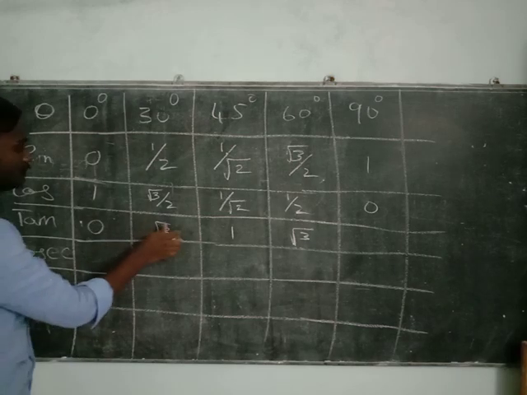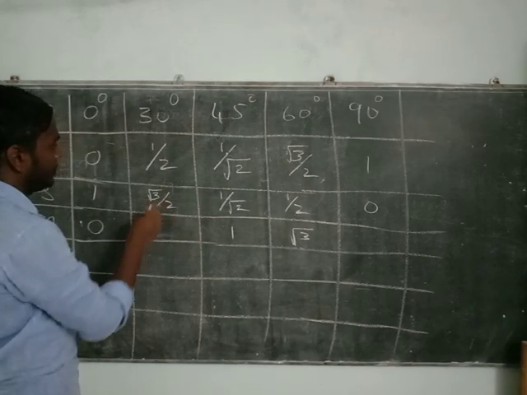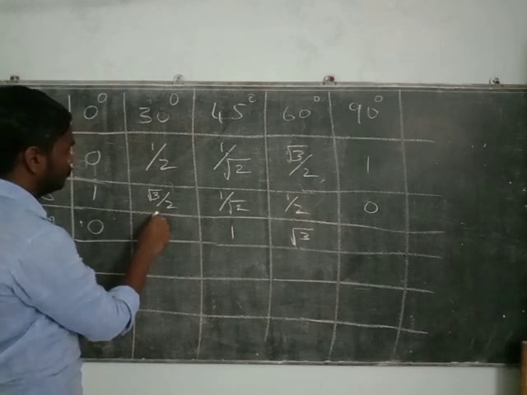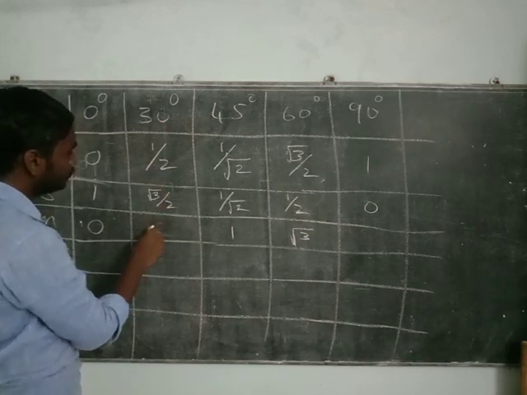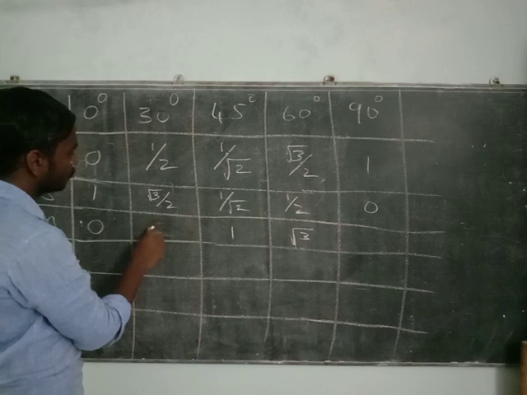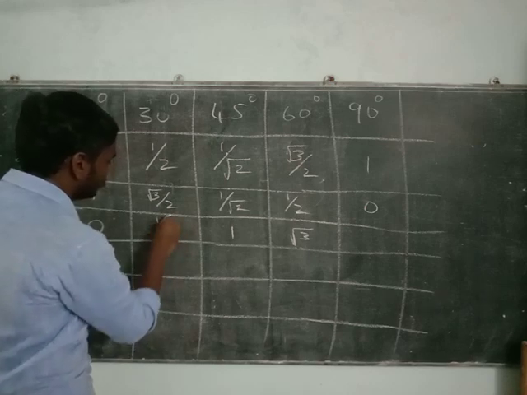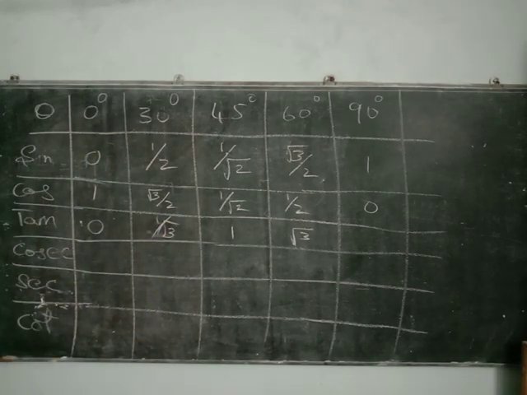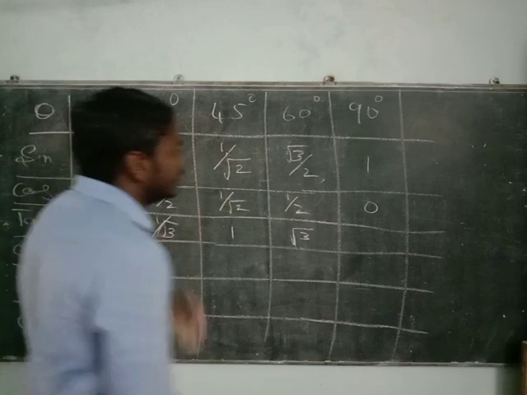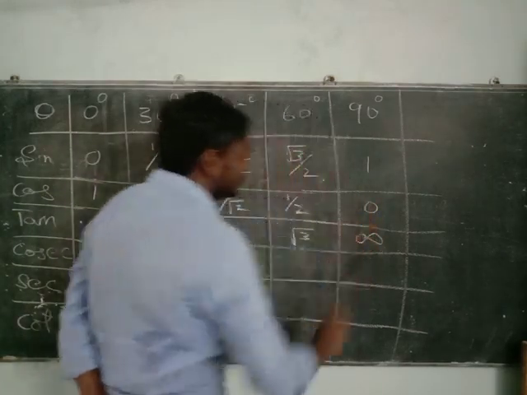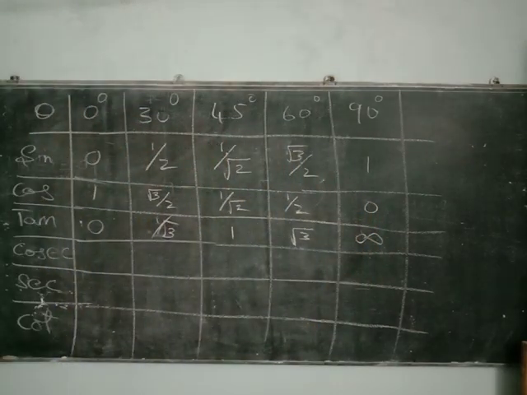Sorry, this is 1 by 2 divided by root 3 by 2. Reciprocal, 2 gets cancelled. I get it as 1 by root 3. Tan 30 degrees is 1 by root 3. And any number divided by 0 is infinity or undefined.